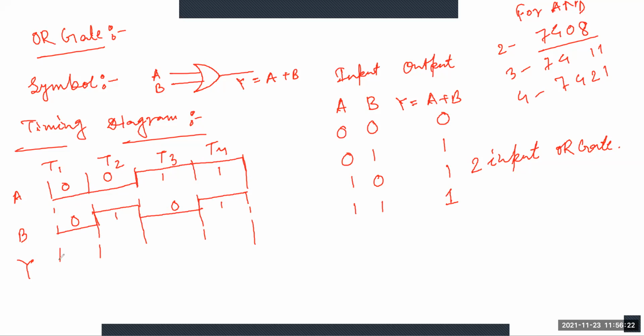So this is 0, 1, 1 and 1. Okay, this is the timing diagram. So this is the concept about the OR gate. Okay, the IC number for the OR gate.